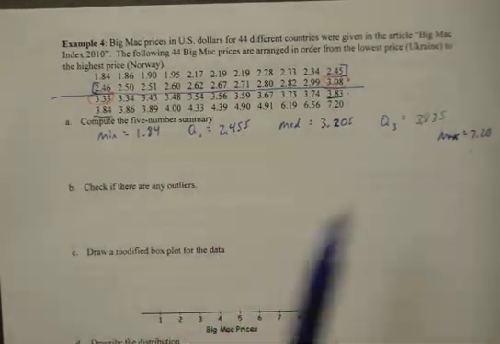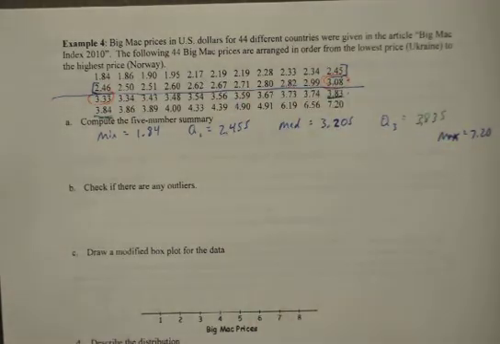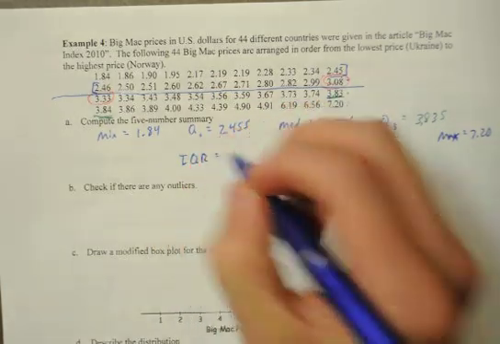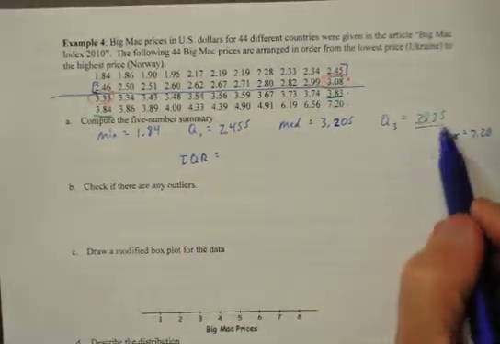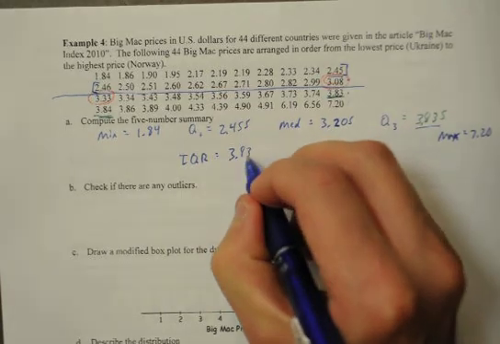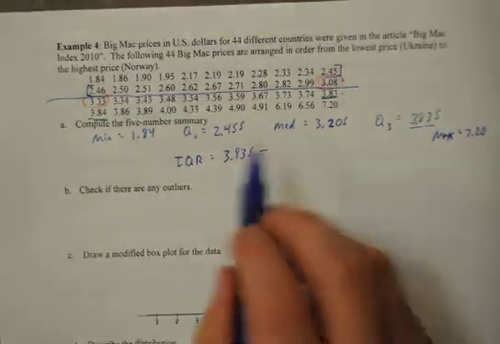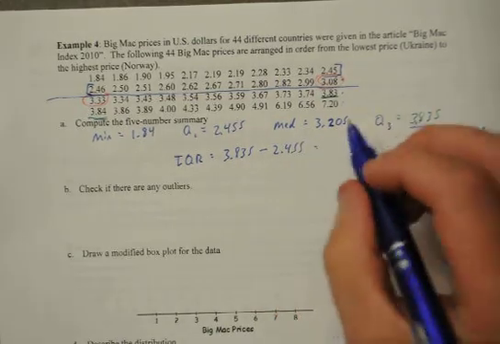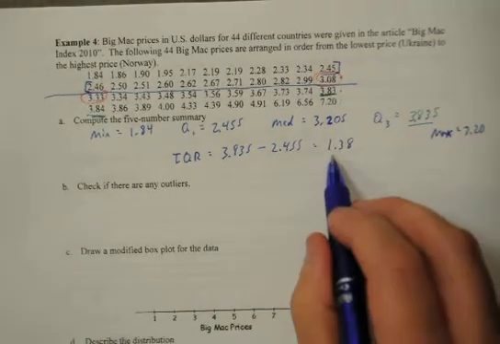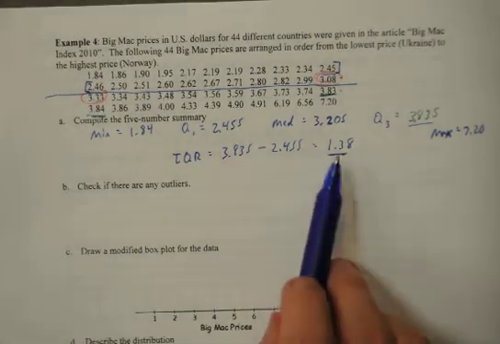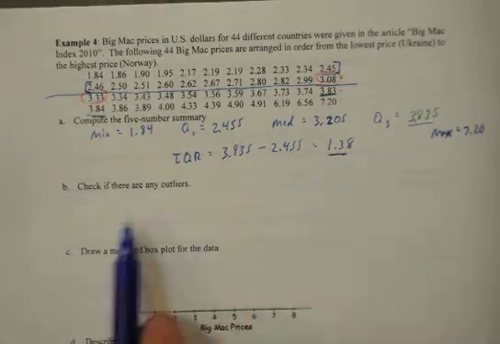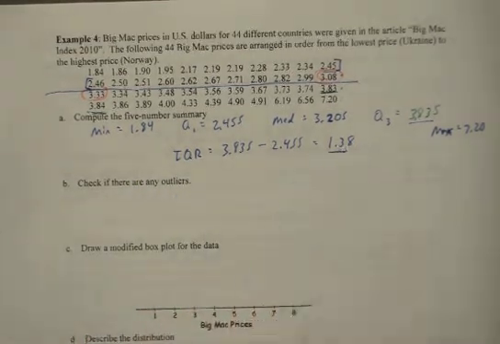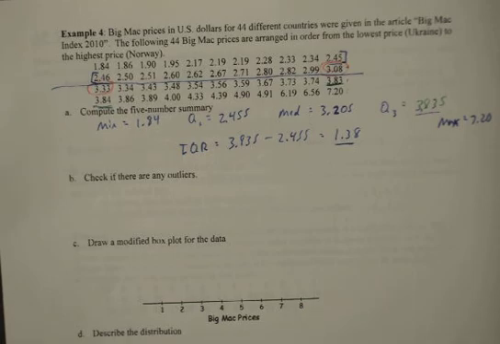5-number summary. The interquartile range, if they asked you, would then be 3.835 minus 2.455, which is 1.38. That would be your interquartile range, which we'll need to find the outliers. The outliers are based off of the interquartile range. It's part of how we define that.